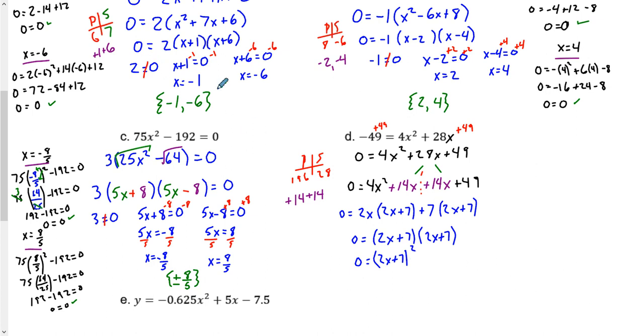If we want to find out our zeros, we just have to set our 2x add 7 to equal 0. We do not have to do it twice because they're the exact same thing. By subtracting the 7, we'd have 2x equal to negative 7. And divide by the 2. So x would equal negative 7 over 2.